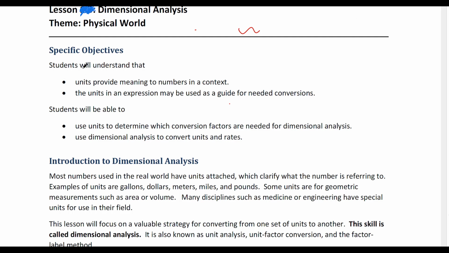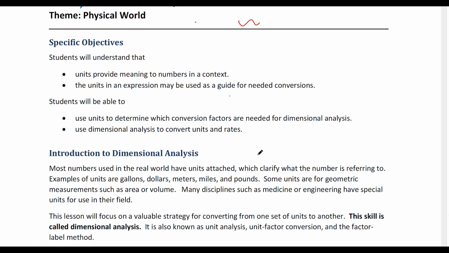So specific objectives: students will understand that units provide meaning to numbers in a context. Units in an expression may be used as a guide for needed conversions. Students will be able to use units to determine the conversion factors needed for dimensional analysis, and use dimensional analysis to convert units and rates.